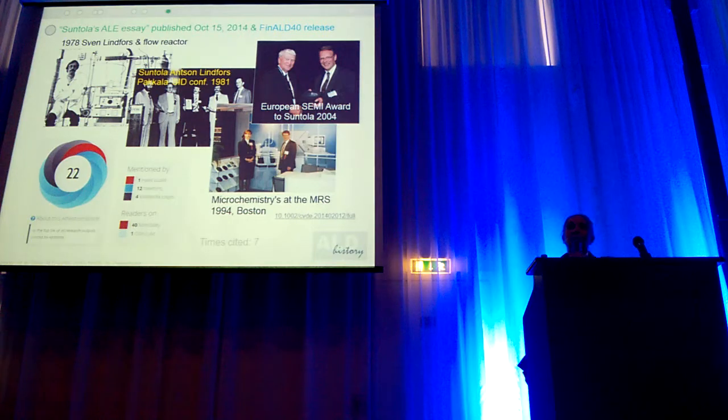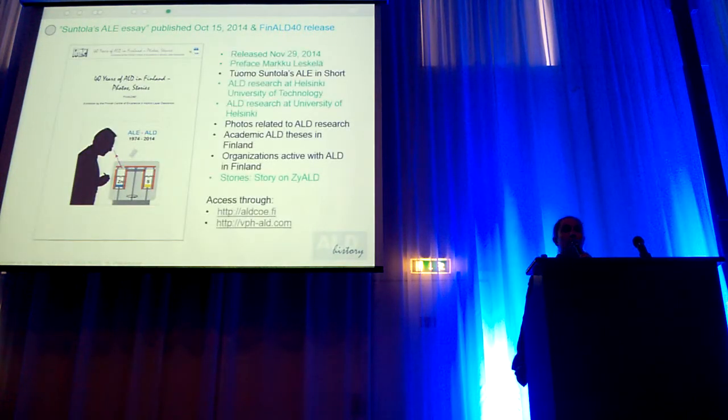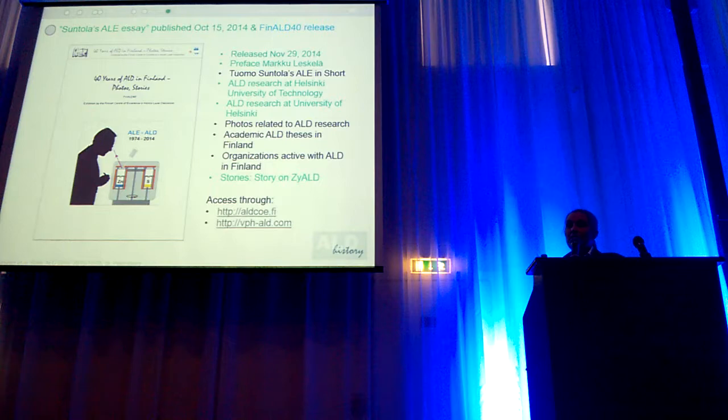Here is the altmetric score of this essay at the moment. It's 22, it's pretty good. It has been picked up by Twitter and Wikipedia and cited 7 times so far. When it was exactly 40 years from the filing of the first patent on atomic layer epitaxy, we released the exhibition material to the internet.